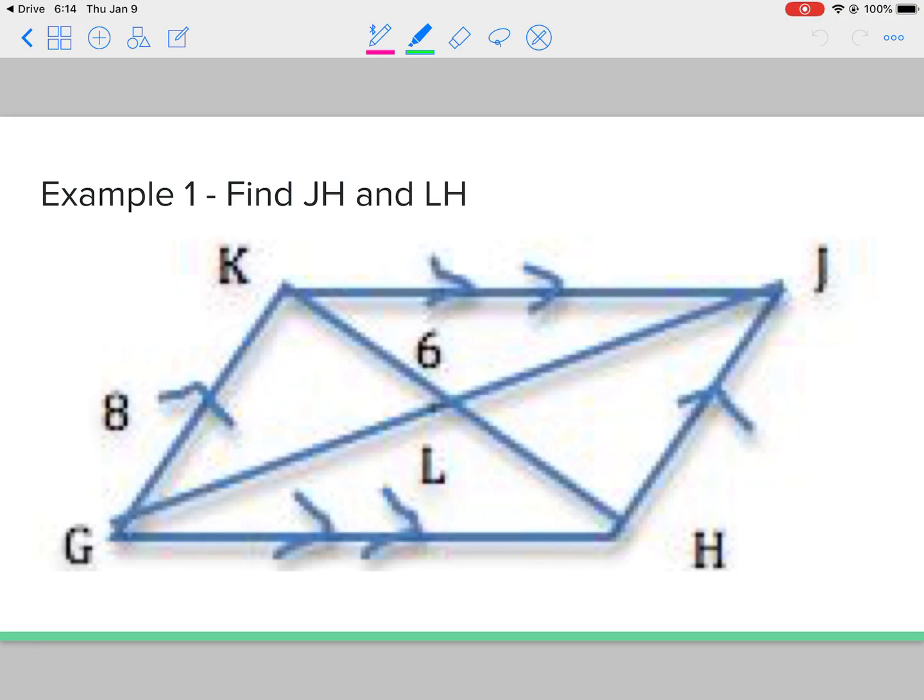So here, we're given this parallelogram. We can tell because it's marked that opposite sides are parallel, and we're given a couple measurements. We know that GK is 8 and KL is 6. Using this, we're going to figure out the length of line segment JH. Looking at JH, its opposite side is GK, and since it's a parallelogram, those are going to be congruent. Since GK is 8 units, JH is also going to be 8 units. So JH is 8.